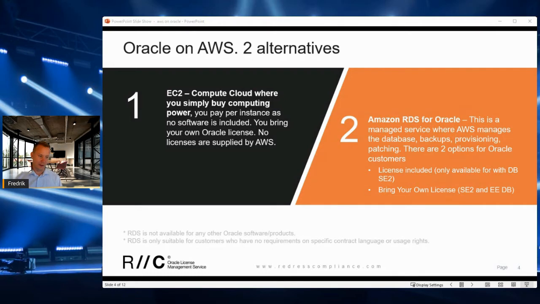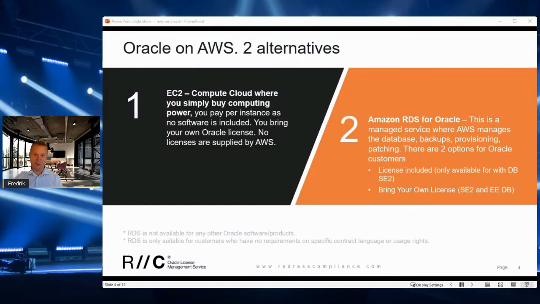And the other alternative is Amazon RDS. RDS is a managed service where Amazon manages the database, including backups, provisioning, and patching. You have 2 different licensing options. The first option is license included, and Amazon have an agreement with Oracle where they have the right to supply you with a Standard Edition 2 license. There are no other licenses. There's no Enterprise Edition. There's no WebLogic, only Standard Edition 2.